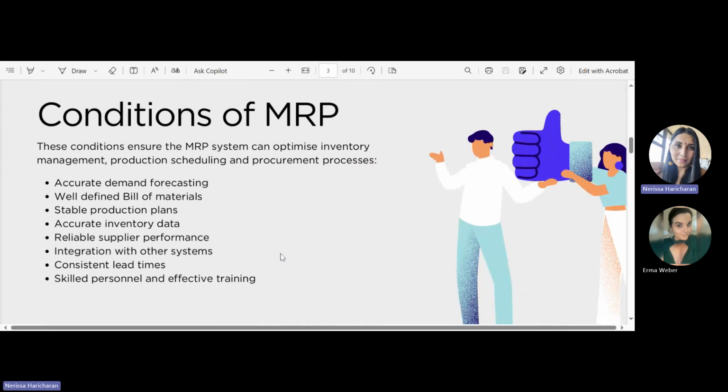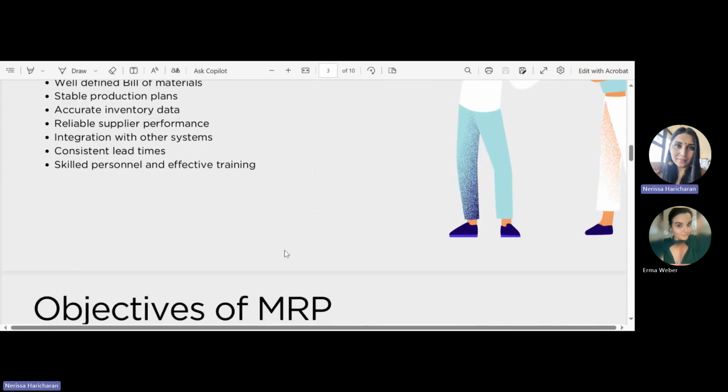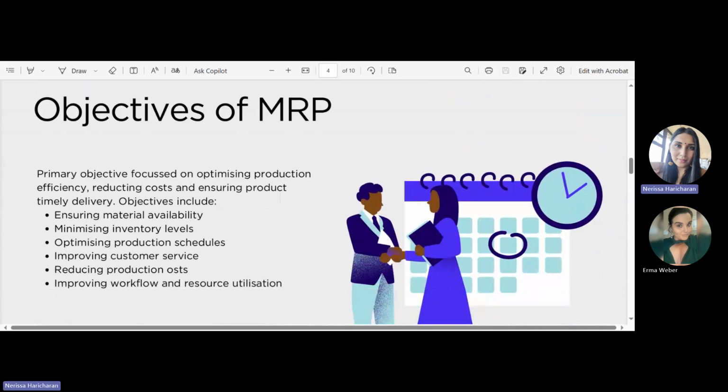Okay. Then we want to run over the different objectives of MRP. So the primary objective is basically optimization, especially from a production perspective.